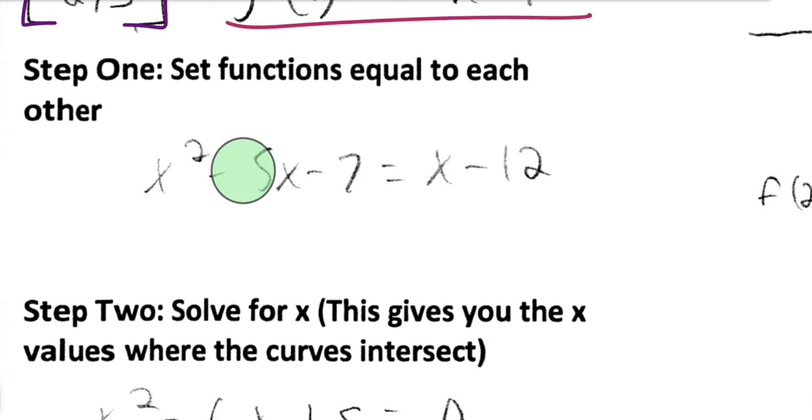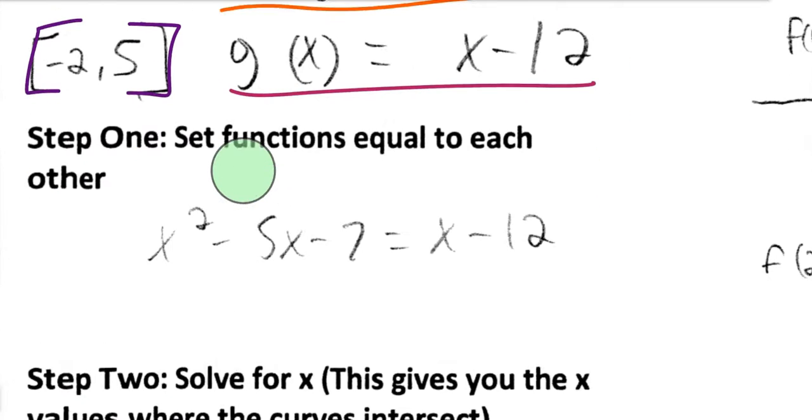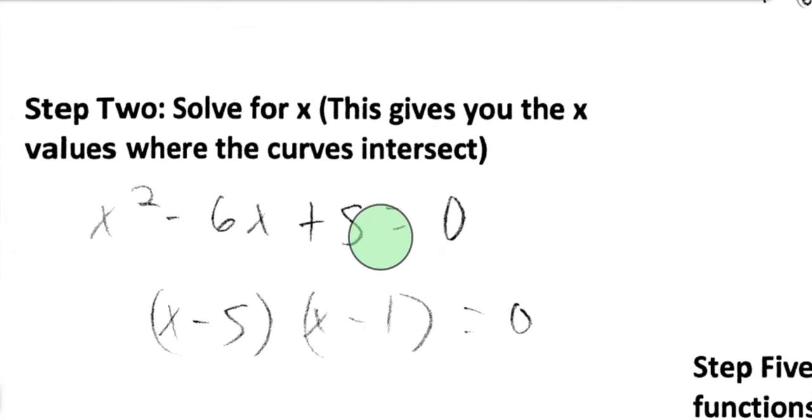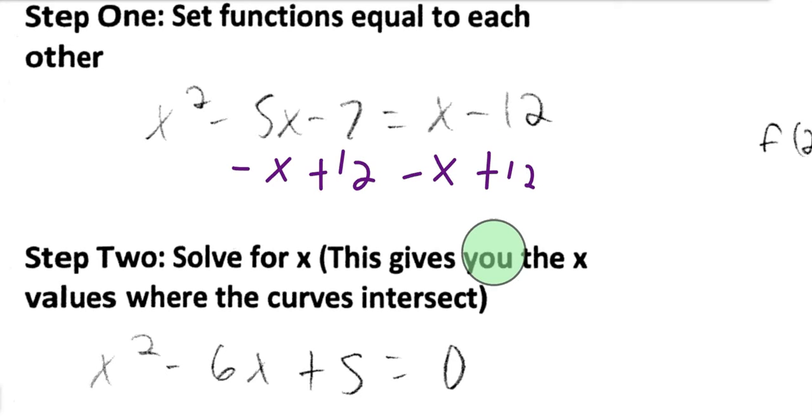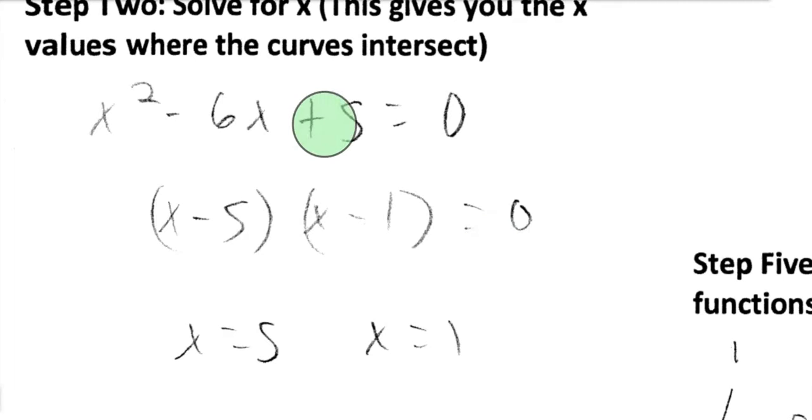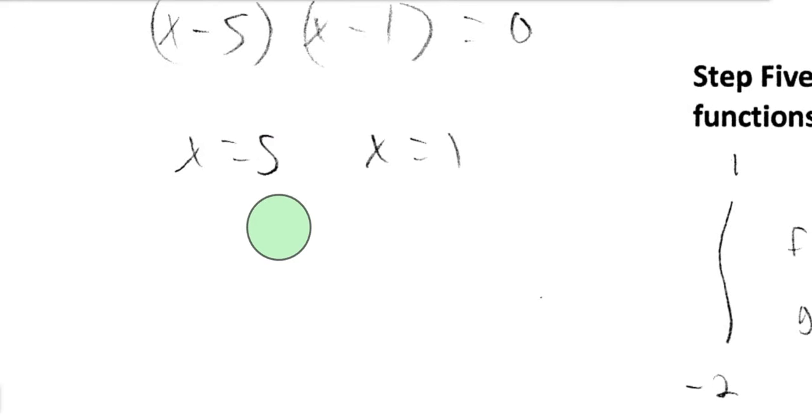So let's go ahead and do that. We're going to set f, x squared minus 5x minus 7, equal to g, x minus 12. Step 2, we will solve for this to figure out where they cross. So basically you will move x to the left to get negative 6x. You will add 12. Not sure why I didn't show that step here. And if you add 12 to both sides, you get plus 5. Okay, so x squared minus 6x plus 5 equals 0. You can use the x method to factor this, and you get x equals 5 and x equals 1, which is two places where they cross.